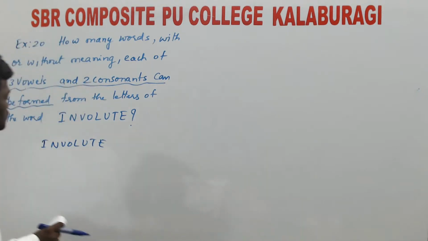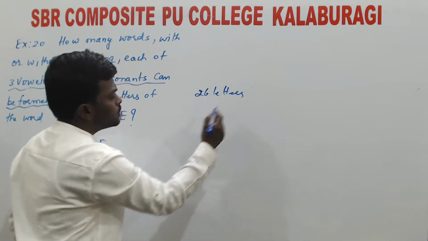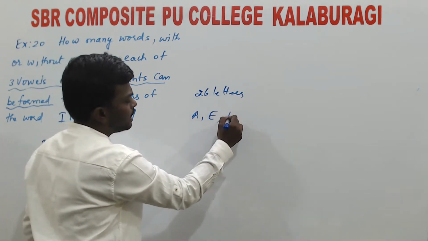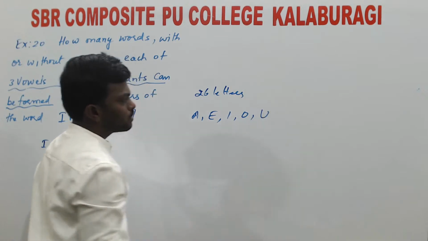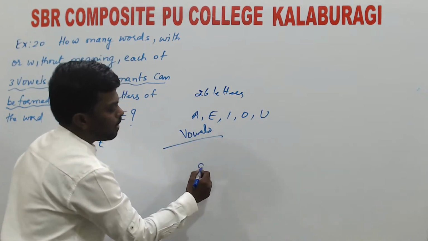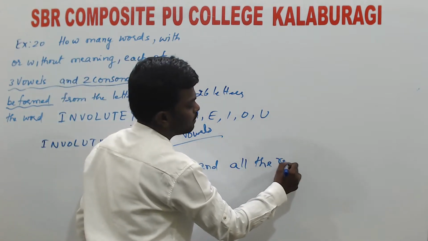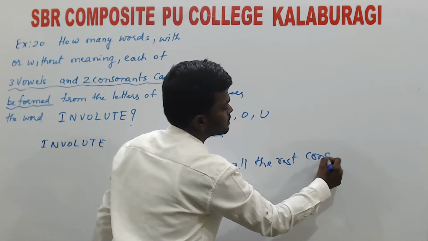Is that clear? So what are the vowels? There are 26 letters in the English alphabet, right? So the vowels are A, E, I, O, U. These are nothing but vowels. And all the remaining letters are called consonants.